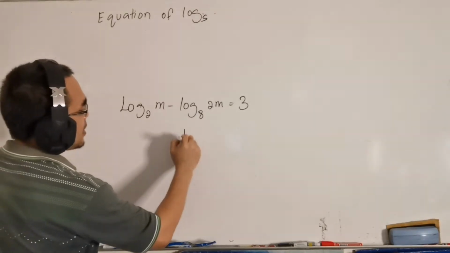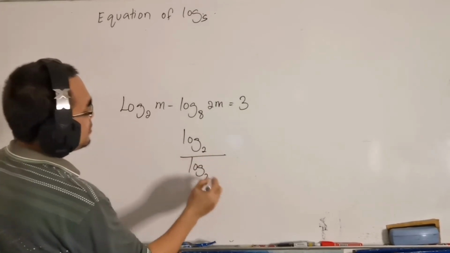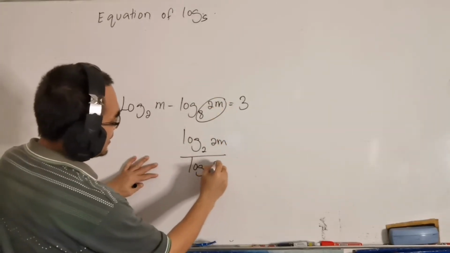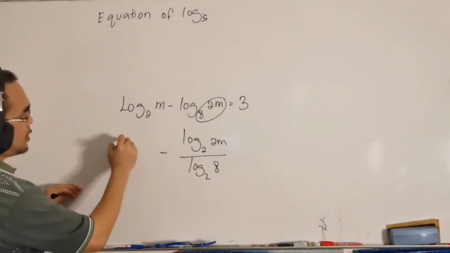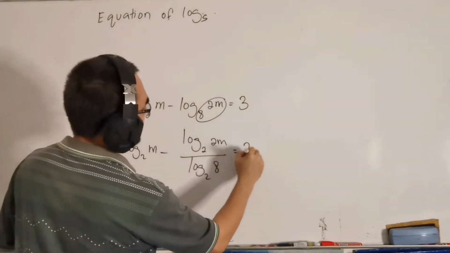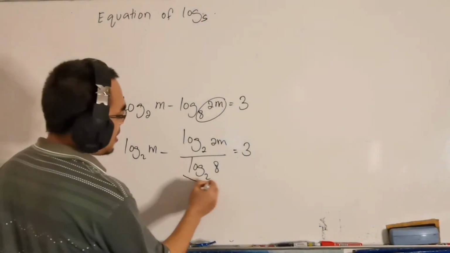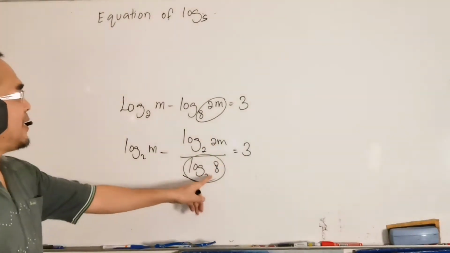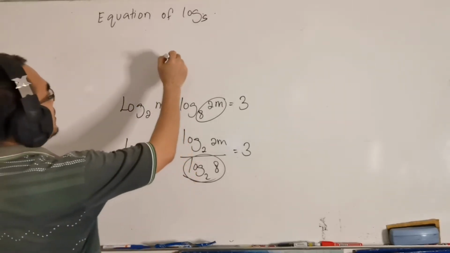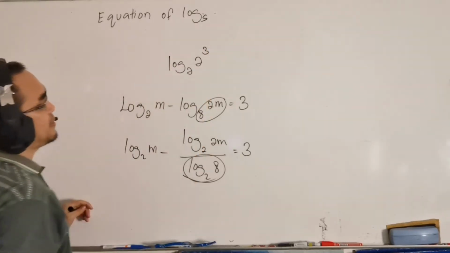It becomes log 2 over log 2, and then you write down here 2m, this value, and 8 below here. Then you rewrite log 2m equals 3. And since these are all numbers, you can calculate the value. So I will write down somewhere here, log 2 8 becomes log 2 2 to the power of 3.